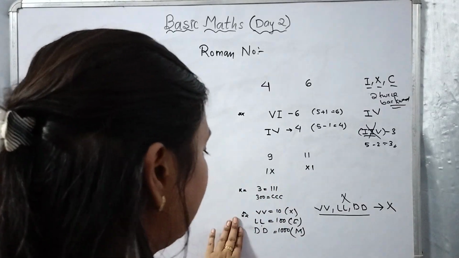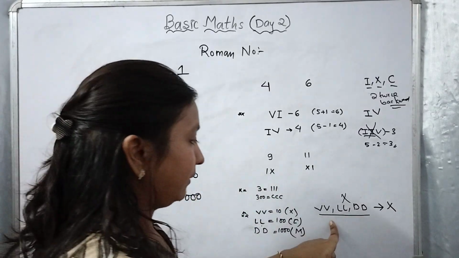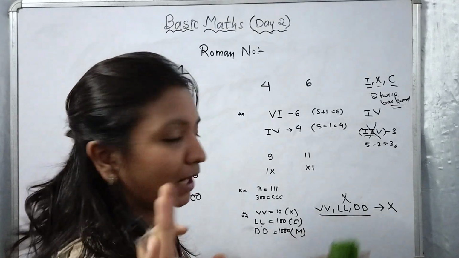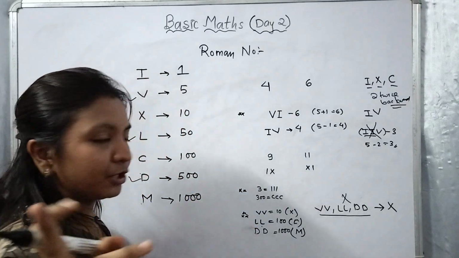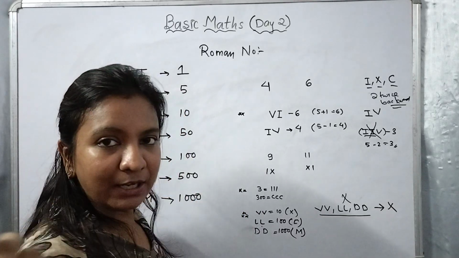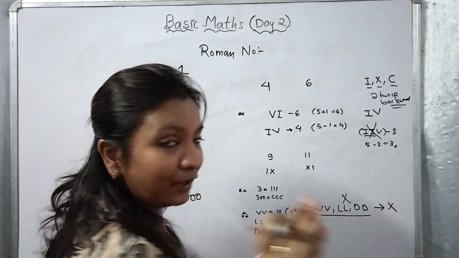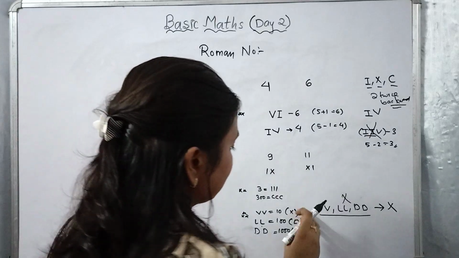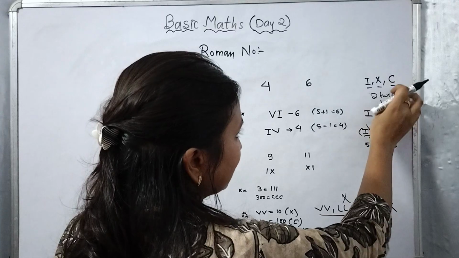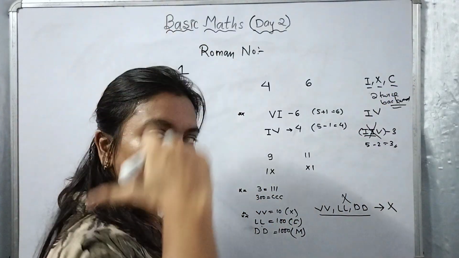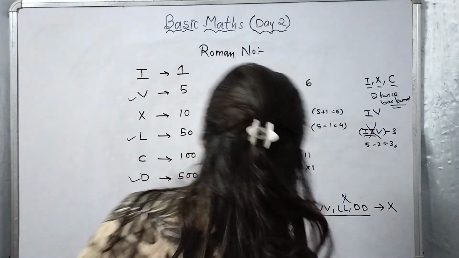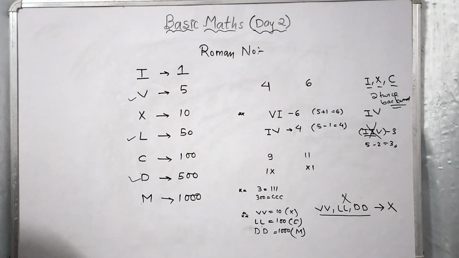Number third, we studied that V, L and D. These 3 terms can't be written twice, because we already have alphabets with us which signify those numbers. So this was third rule. And fourth rule was that I, X and C can't be written twice backward, not front, backward. Fine. Hope you understood these 4 important rules.